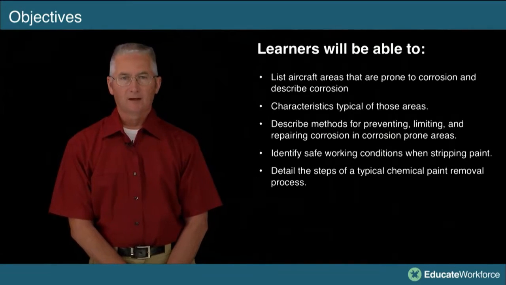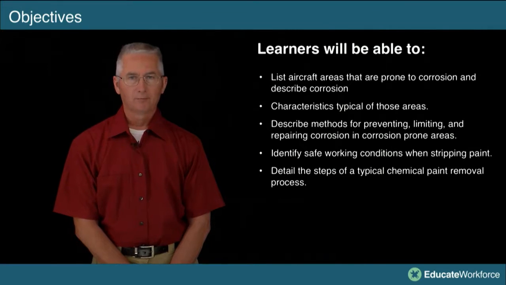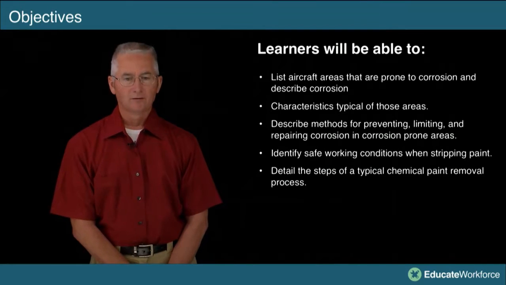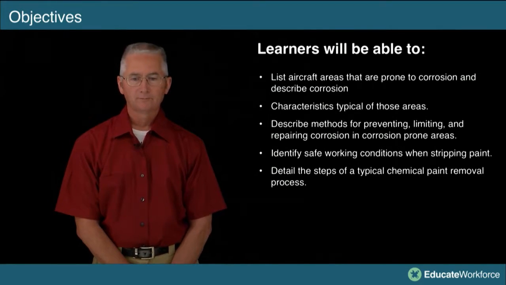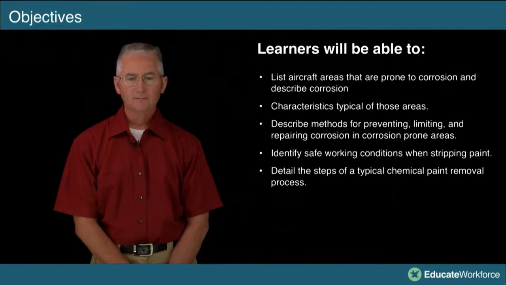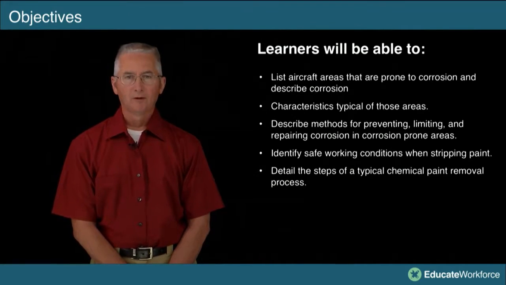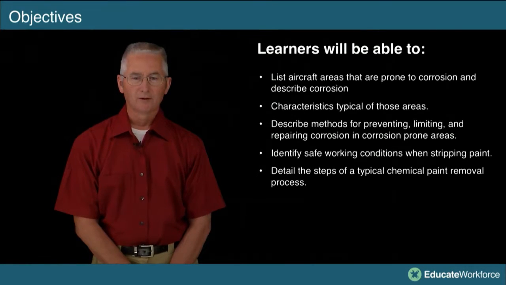By the time we finish this lesson, you should be able to list the areas in an aircraft that are prone to corrosion. You should understand the characteristics typical to those areas, describe methods for preventing, limiting, and repairing corrosion, identify safe working conditions, especially when stripping paint, and detail the steps typical to chemical paint removal in corrosion areas.